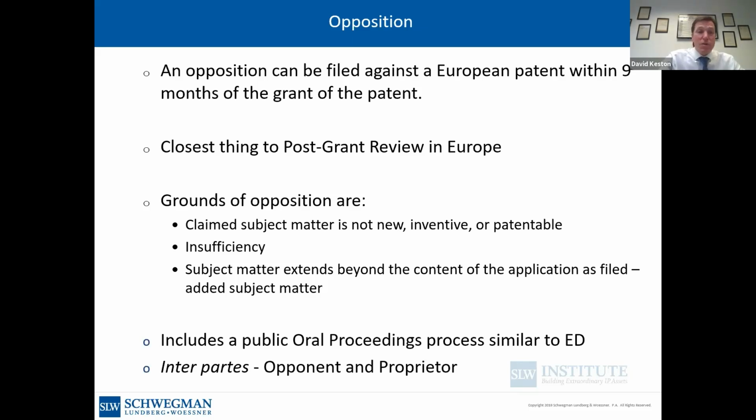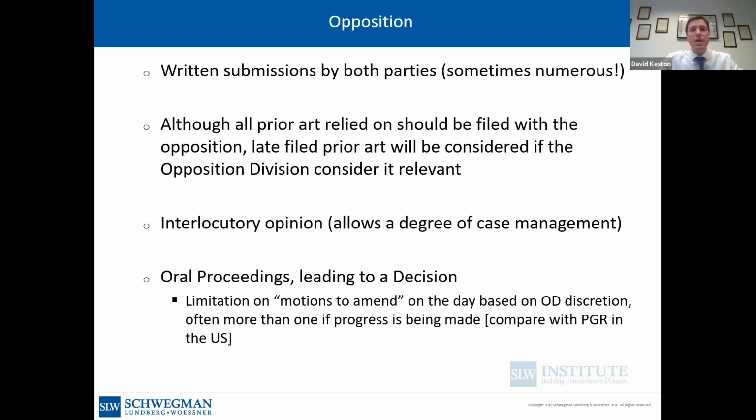The opponent sits on one side, the proprietor sits on the other side, and they both face the opposition division. Again, three examiners who will ask pointed questions and try to chair a meeting between the two of them. There's a written process before the opposition actually takes place. The hearing takes place, where you start with submissions being made by both parties.